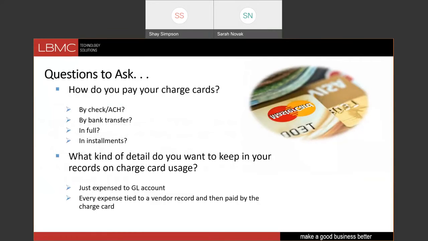All right, so one thing in looking at credit cards that you want to go through and ask yourself: how do you pay your charge card? Is it by check or ACH, by bank transfer? Are we paying them in full? Are we paying them in installments? What kind of detail do you want to keep in your records on your charge usage? Is it just expense to the GL, or is every expense tied to a vendor record and then paid by the charge card?